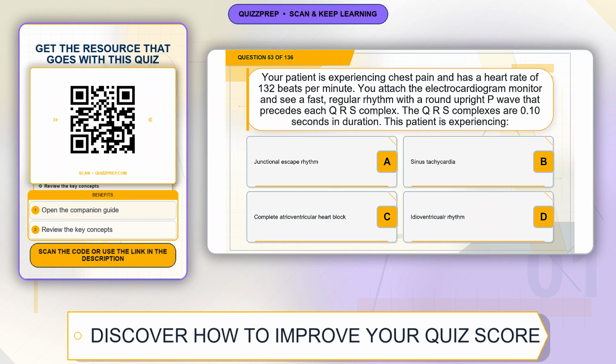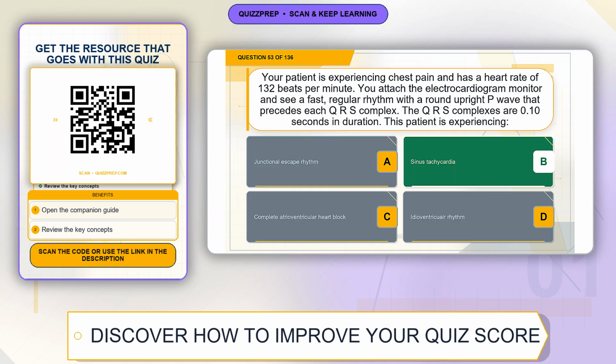Your patient is experiencing chest pain and has a heart rate of 132 beats per minute. You attach the electrocardiogram monitor and see a fast, regular rhythm with a round upright P wave that precedes each QRS complex. The QRS complexes are 0.1 seconds in duration. This patient is experiencing: option A, junctional escape rhythm, option B, sinus tachycardia, option C, complete atrioventricular heart block, option D, idioventricular rhythm. The correct answer is option B, sinus tachycardia.